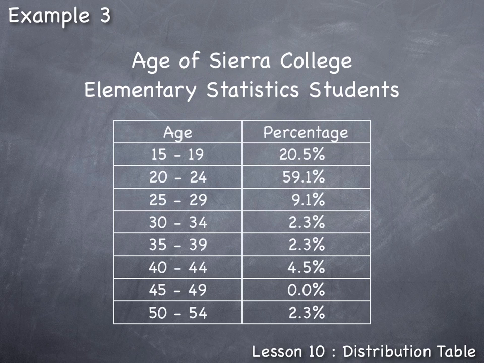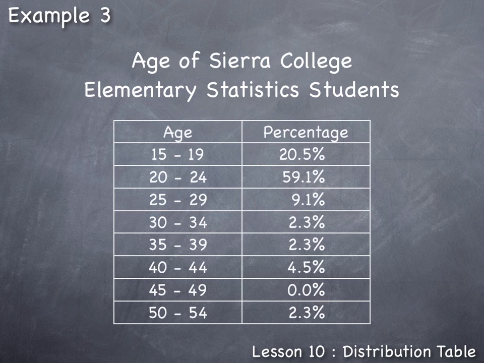Now we need to describe our results. To describe our results, we just need to use words to report the results that can be directly derived from the data. Here we see that the overwhelming majority of students, 59.1%, were in the 20 to 24-year-old age group. This was followed by 20.5% of students falling in the 15 to 19-year-old group. And then 9.1% of the students were 25 to 29 years of age. We also had students ranging in age from the 30 to 54-year-old age range, but we only had one or two in each of those groups.